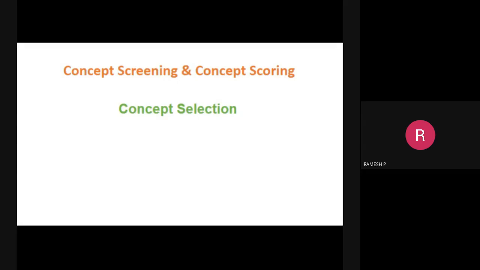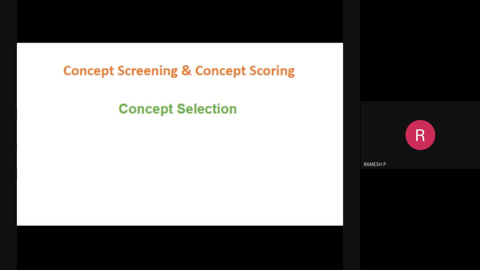Now what we are going to do today is analyze and select the most feasible, most promising one or two concepts. We are going to explore it today in the form of the concept selection topic. And the important activities in concept selection are concept screening and concept scoring.